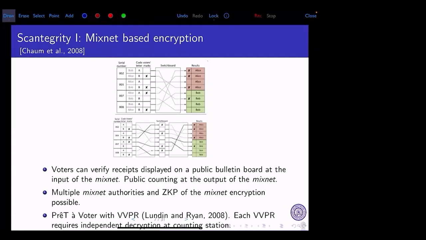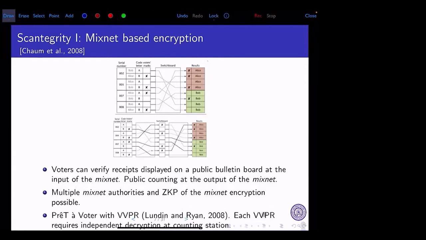So you have to take every VVPR slip and use an independent key to decrypt before you can do a VVPR audit at the counting station. Now that will make counting go on forever. The auditing will go on forever. And again, this paper was relegated to be one only of academic interest. I'm not sure that this mixnet-based protocol, at least this one, has ever been tried.